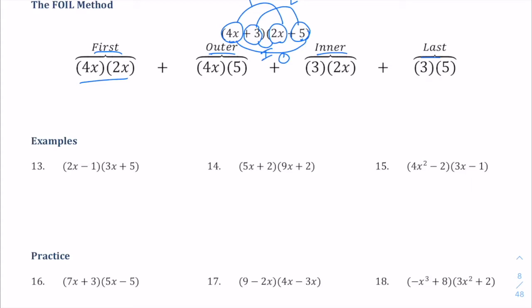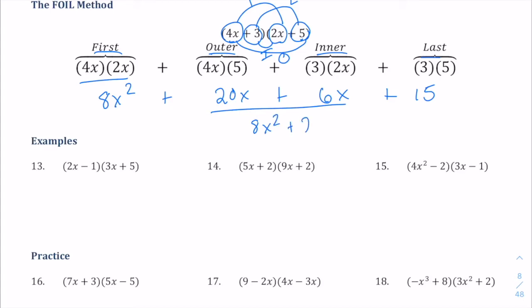So 4x times 2x is 8x squared, plus 4x times 5 is 20x, plus 3 times 2x is 6x, plus 3 times 5 is 15. So these middle two terms can be combined. So our final expression is 8x squared plus 26x plus 15.